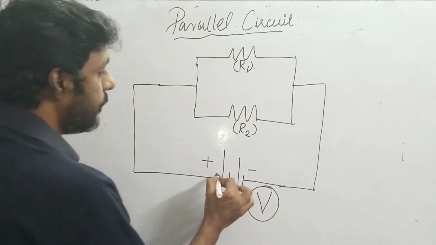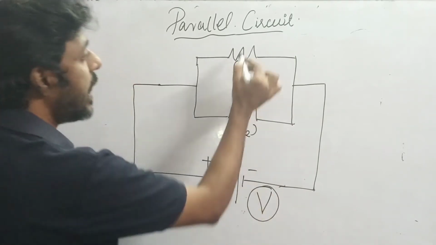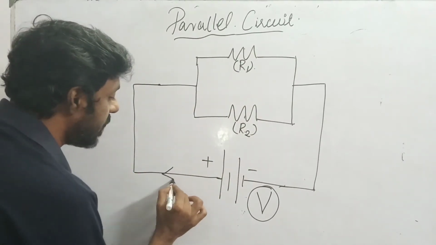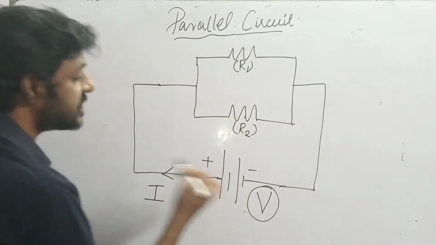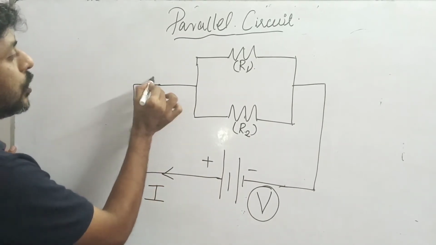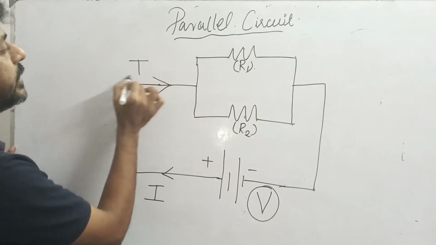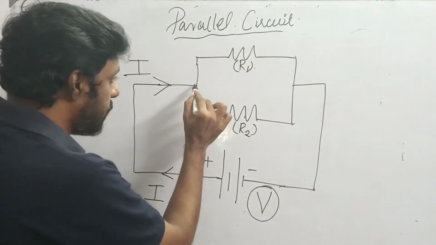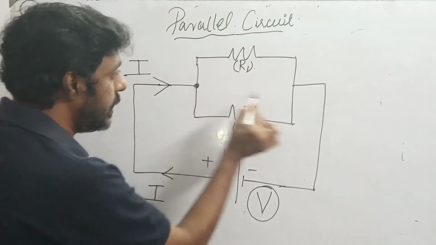So I have connected a battery now, and I have connected 2 resistors in parallel. Again, the current I will start flowing from this voltage source. This current will go like this. It will go like this. Till this point, the current will be I. Till this point, the current will be I. And what is this point called? These 2 points.